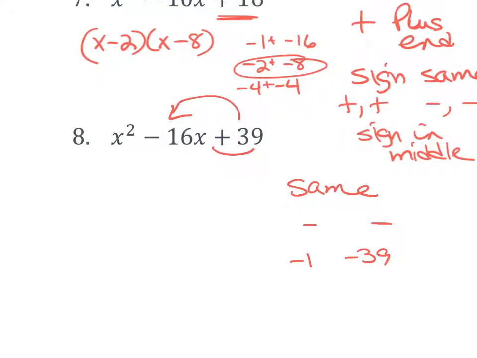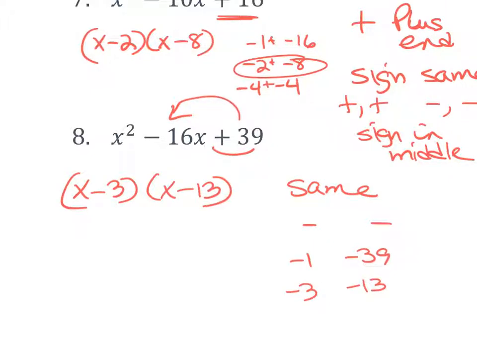It's an odd number, 2 won't divide in there. -3 times -13. Now, as soon as you find it, and a lot of these easy ones, you're not going to have to list them out. You're going to look at it and you're going to know what the answer is. So as soon as I get there, I could stop. So x minus 3 and x minus 13.